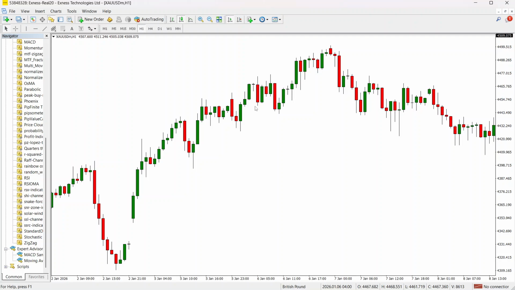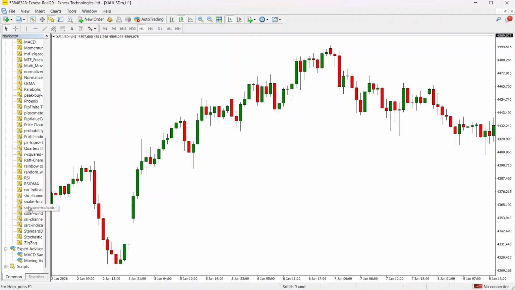are described. The SNR Zone Indicator, which stands for Support and Resistance Zone Indicator, is a technical tool designed to automatically detect and display key support and resistance levels on the MT4 chart. It analyzes historical price action to identify zones where price has previously reversed, stalled, or consolidated, marking these areas as significant levels that may influence future price behavior. By automating the process of identifying support and resistance, the indicator saves traders time and reduces the subjectivity involved in manually drawing levels.